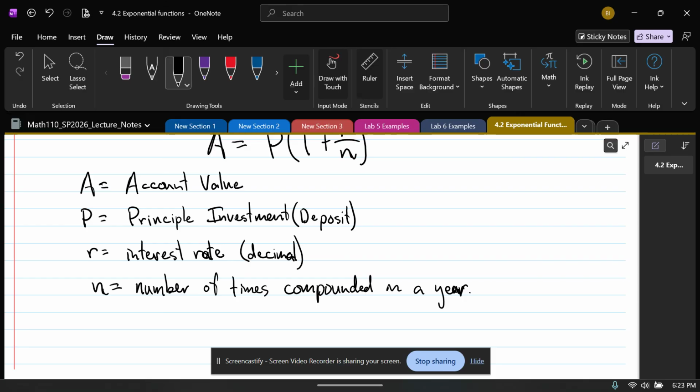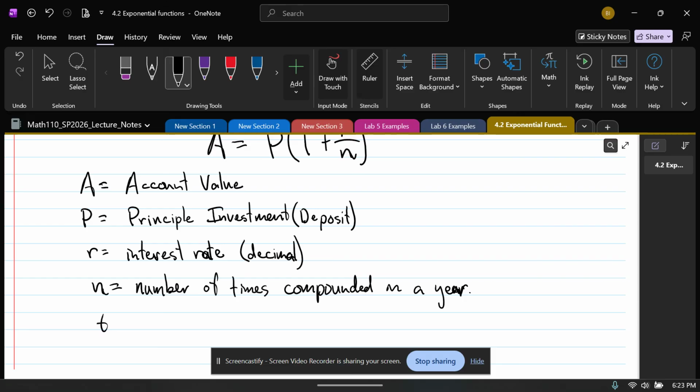There are even accounts that give you interest weekly. They're hard to find, but they happen. And N would be 52 then. Okay, so N is how many times they're going to give you your interest out of that. Some accounts only give you your interest once a year. At the end of the year, they give you your interest and that's it. And then 12 months later, they give it to you again. Okay, so the N is the number of times that your interest is compounded in a year.